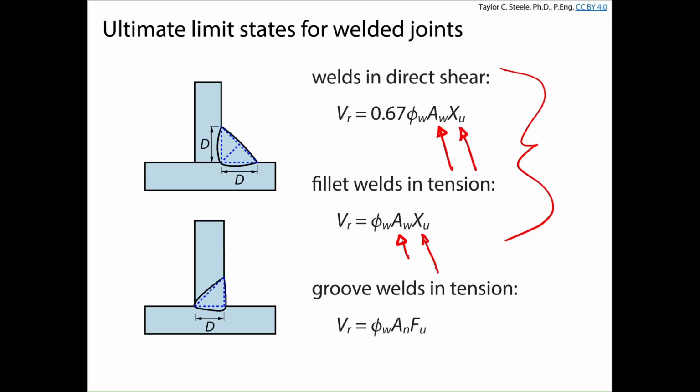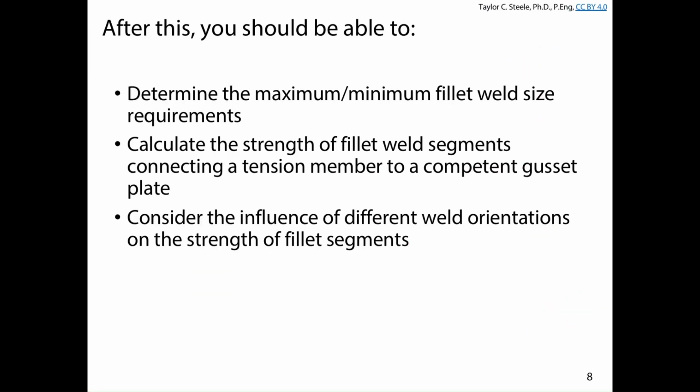XU is the ultimate strength of the weld metal, and that's denoted through the E49XX specification we might state for the welds, and that tells us that, in this case, XU would be 490 MPa. Okay, so we're going to look at what it means to just take 0.67 VAW XU, what it means to take VAW XU, how sometimes the strength is somewhere in between these two terms, and we'll talk about calculating the effective area for the welds.